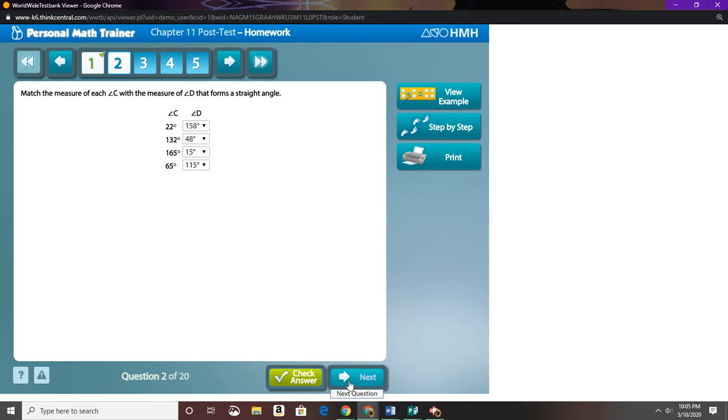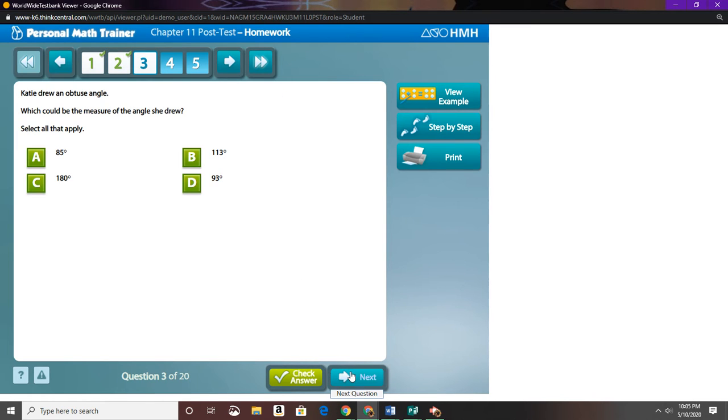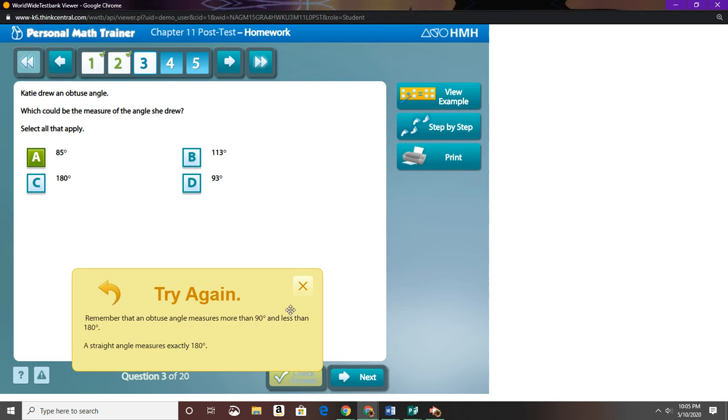Okay. Question 3 was missed by 6 people. Katie drew an obtuse angle. Which could be the measure of the angle she drew? Select all that apply. This one I think is a little unfair. So technically, the only right answers here are B and D. I would totally understand if somebody said C, and I think it marked that wrong. Let me just check. Yep, try again.